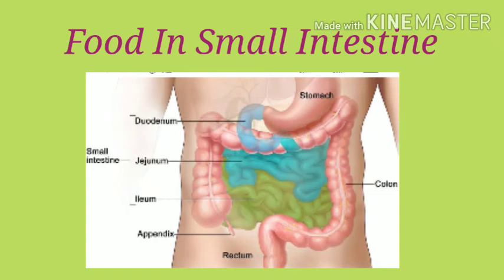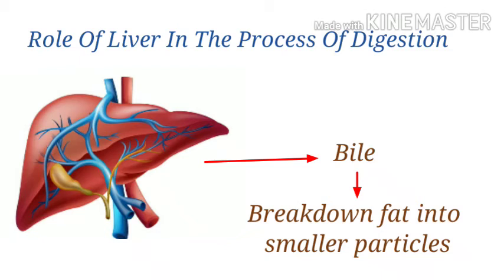Liver and pancreas secrete two types of digestive juices. These reach the duodenum through small ducts and get mixed with the partially digested food which comes from the stomach. Let us check out what happens to this partially digested food when it gets mixed with the secretions of liver and pancreas. Liver secretes the juice bile.